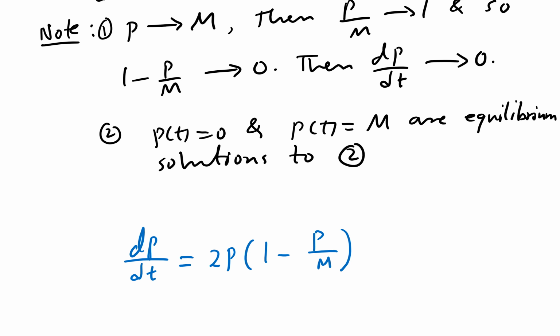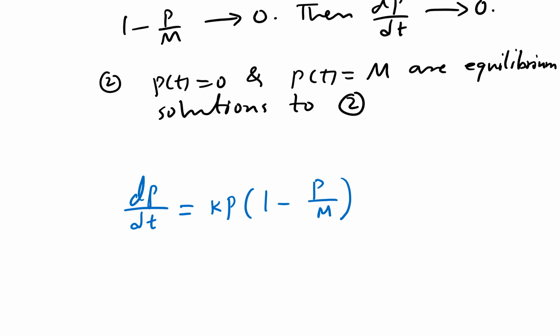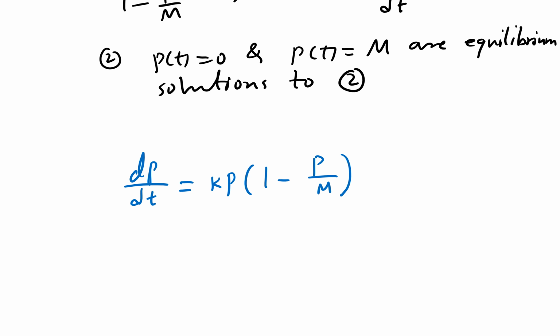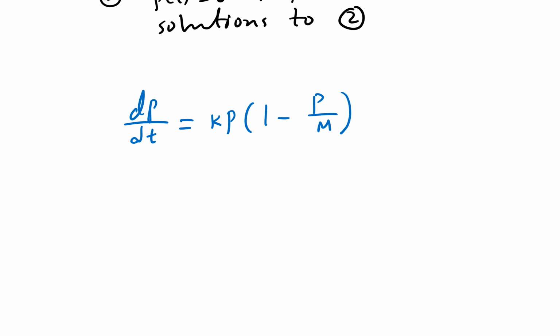Now, how about if we keep the 2 as k? Can that work? Yes. We can also differentiate it, integrate it, even if k stays the same. So we can go over this now. How are we going to do this? So we're going to separate. There's no t's, so you're going to bring the P down: dP over P times 1 minus P over M equals k dt.